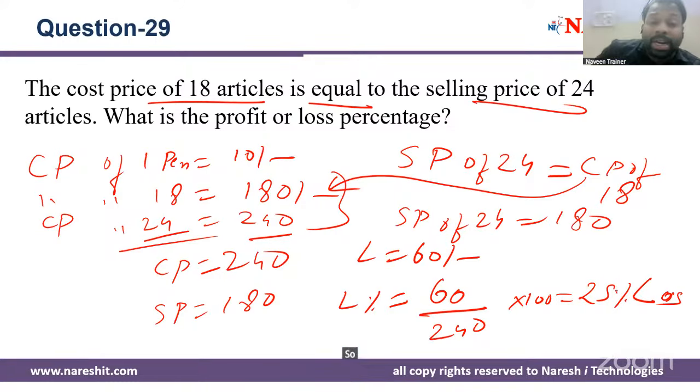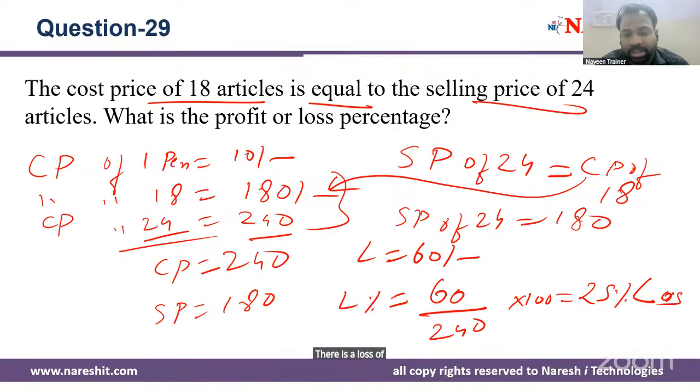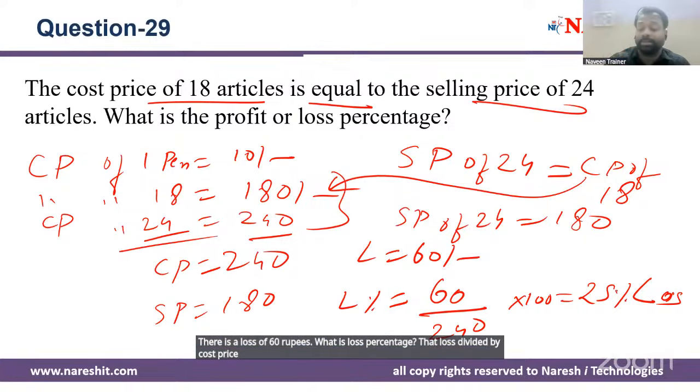So 24 pens selling value is 180. But 24 pens invested value is 240. So 240 invested to bring 24 pens, but by selling 24 pens, he earned only 180. There is a loss of 60 rupees. What is loss percentage? That loss divided by cost price of 24 pens into 100.